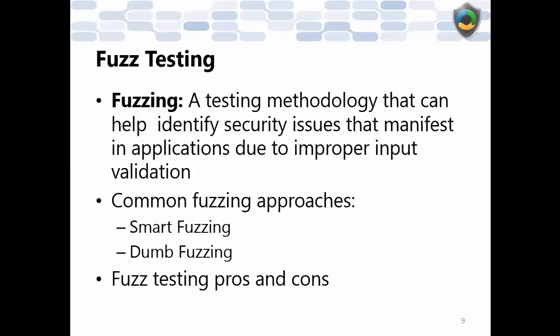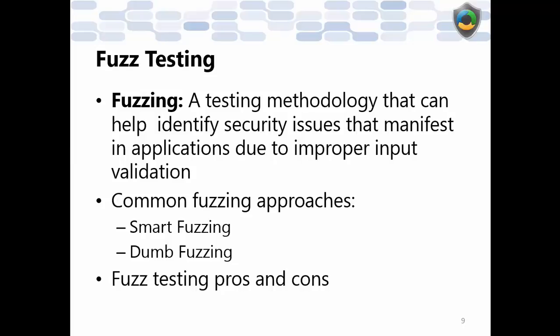For example, if you had a credit card number that had 16 digits on it, and it was supposed to be 16 numbers, you could try putting a mix of numbers and letters, or put more than 16 or less than 16 numbers. Dumb fuzzing is similar to smart fuzzing, except that the invalid inputs using this approach are created randomly rather than in a targeted and deliberate fashion.